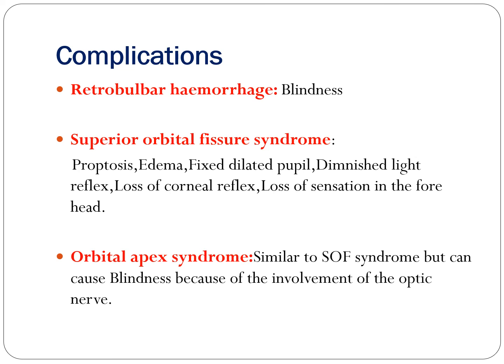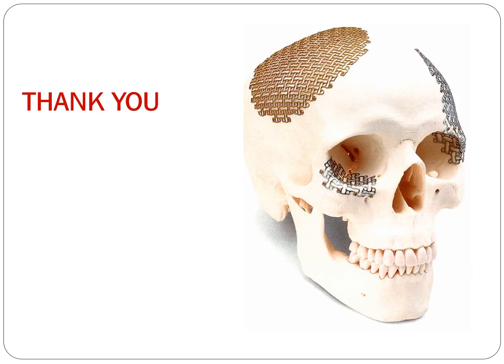But after this, what are the main complications we can see? There will be a retrobulbar hemorrhage that will lead to blindness. Superior orbital fissure syndrome: proptosis, edema, fixed dilated pupil, diminished light reflex, loss of corneal reflex, loss of sensation in the forehead, everything. And orbital apex syndrome, similar to the superior orbital fissure syndrome, but it can cause blindness because of the involvement of the optic nerve. These are the complications we can notice in the nasoorbital fracture.